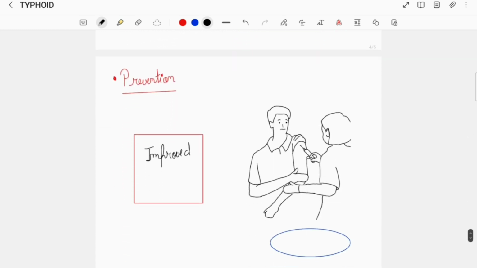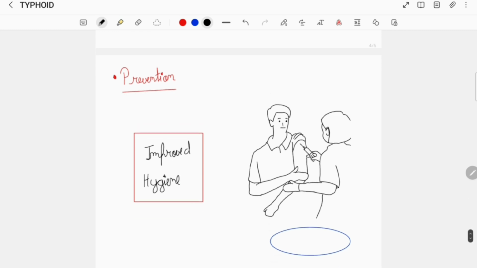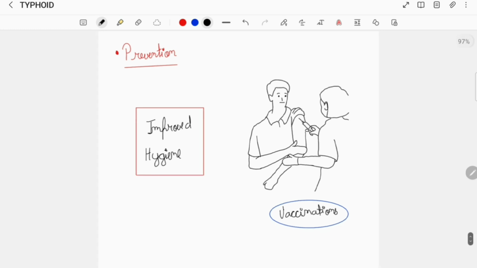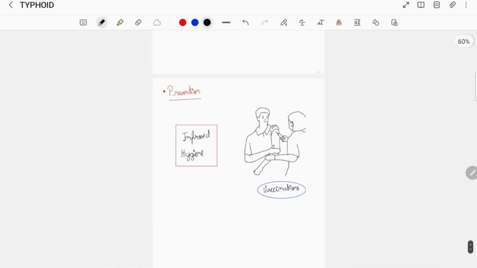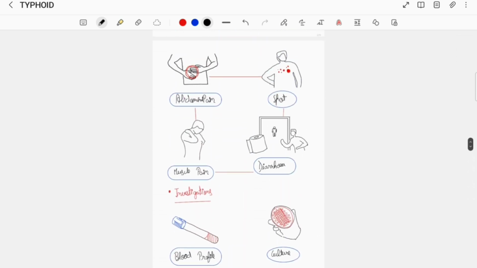As we all know, prevention is always better than cure, and typhoid fever can be prevented by just one simple step, that is improved hygiene. We also have certain vaccinations available for typhoid fever. So this was all about typhoid fever in brief. Here is the overview of what I have discussed.